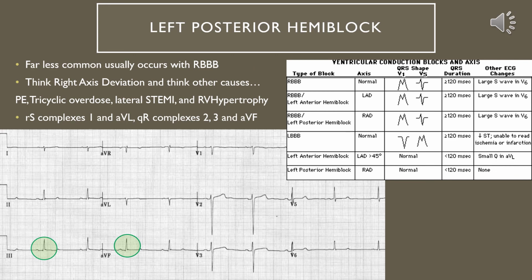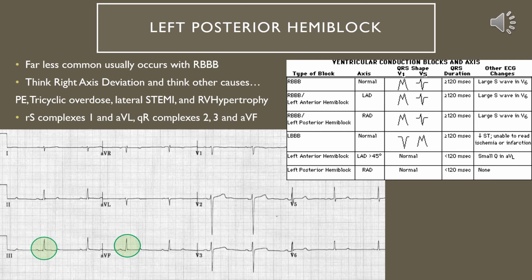A left posterior hemiblock is not common at all. Generally, a left posterior hemiblock accompanies a right bundle branch block, so it's actually a bifascicular block. Generally, in order to diagnose a left posterior hemiblock, you need to rule out other causes. So when you're thinking a left posterior hemiblock is happening, you're going to see that right axis deviation, and you want to think of what else could be causing that right axis deviation. Pulmonary embolus, tricyclic overdose, all of these are viable differentials to consider.